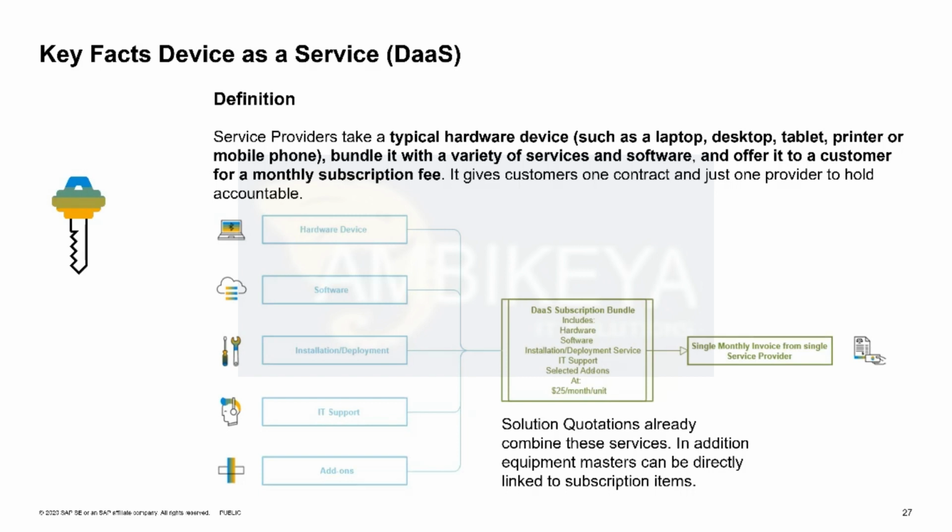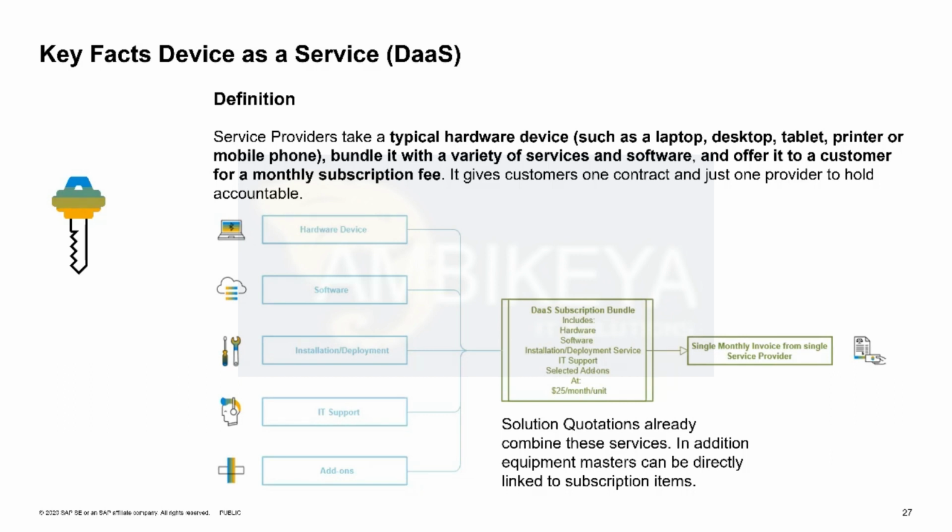And we already have an object which is pretty suitable to cover these business processes. That's the solution quotation. In a solution quotation, you can combine a hardware device, you can sell software, you can sell services like installation services, you can sell maintenance contracts, you can give some additional add-ons, and for sure you can sell subscriptions. And this fits perfectly to this device as a service scenario. And here we added the equipment masters now and linked them to subscription items.